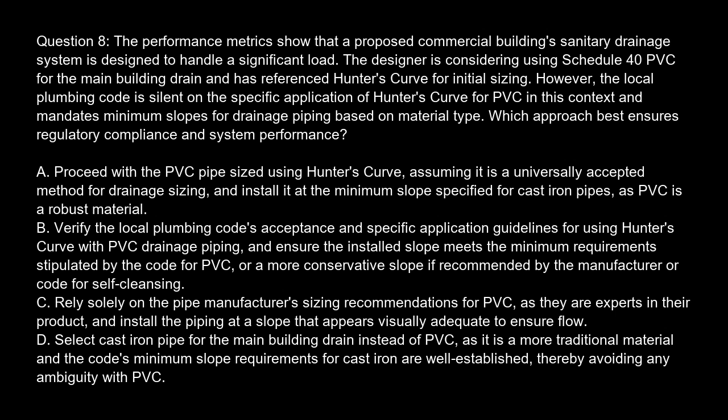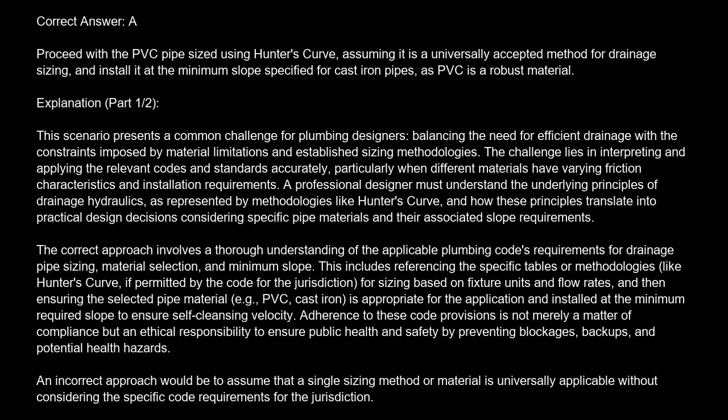Option C. Rely solely on the pipe manufacturer's sizing recommendations for PVC, as they are experts in their product, and install the piping at a slope that appears visually adequate to ensure flow. Option D. Select cast iron pipe for the main building drain instead of PVC, as it is a more traditional material, and the code's minimum slope requirements for cast iron are well established, thereby avoiding any ambiguity with PVC. The correct answer is A.